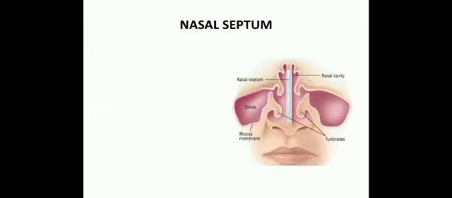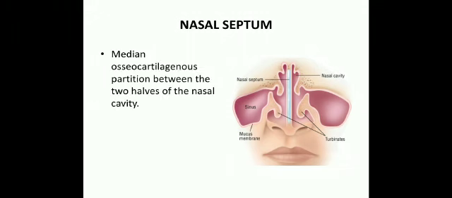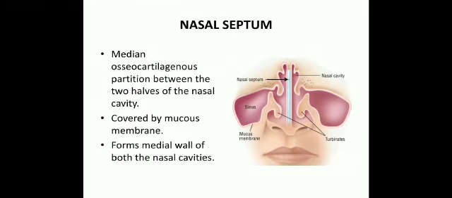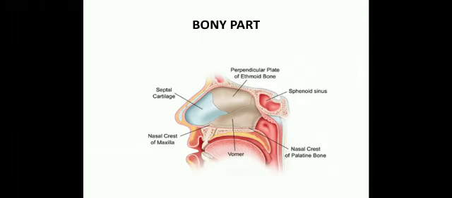So, now the nasal septum. It is the median osseocartilaginous partition between the two halves of the nasal cavity. It is covered by mucous membrane and forms the medial wall of both the nasal cavities. It is formed by both bony and cartilaginous parts.